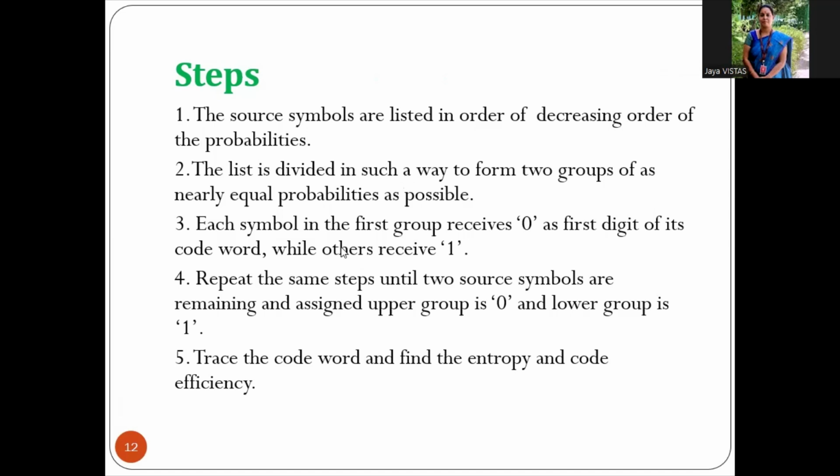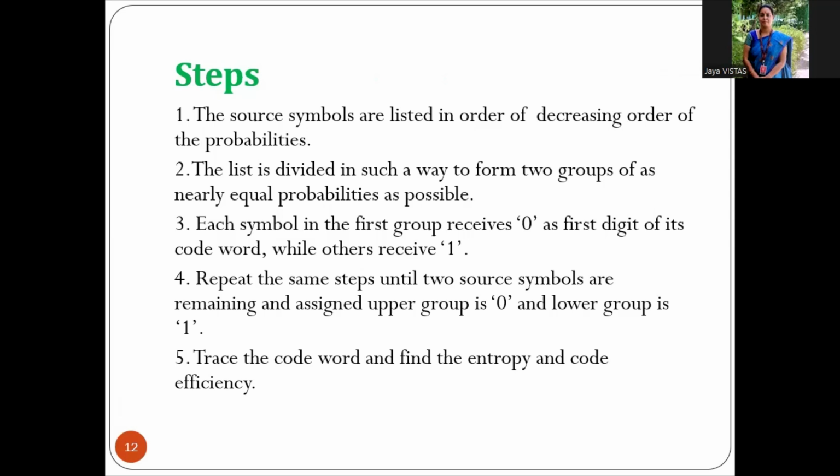Then next, each symbol in the first group receives 0. That means the uppermost group we assign 0, and the lowermost group we assign 1. Then the next step is to repeat the same steps until two symbols are left. Then again, for these two symbols, the upper one is assigned 0 and the lower one is assigned 1. Okay. So this is also the same as in Huffman coding.